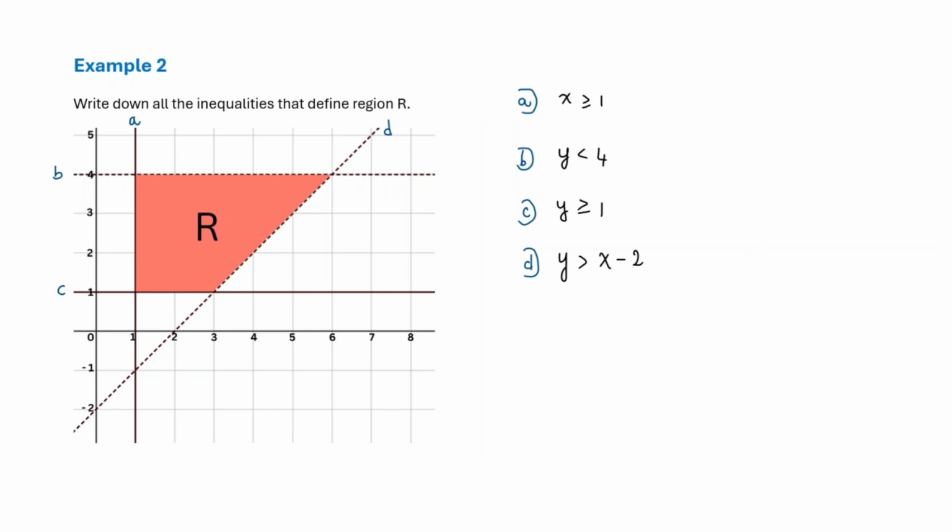Now we have all four inequalities. The region R is defined by x is greater than or equal to 1, y is less than 4, y is greater than or equal to 1, and y is greater than x minus 2. These four inequalities define the shaded region R. So we have written the inequalities that describe the region, and the exercise is complete.